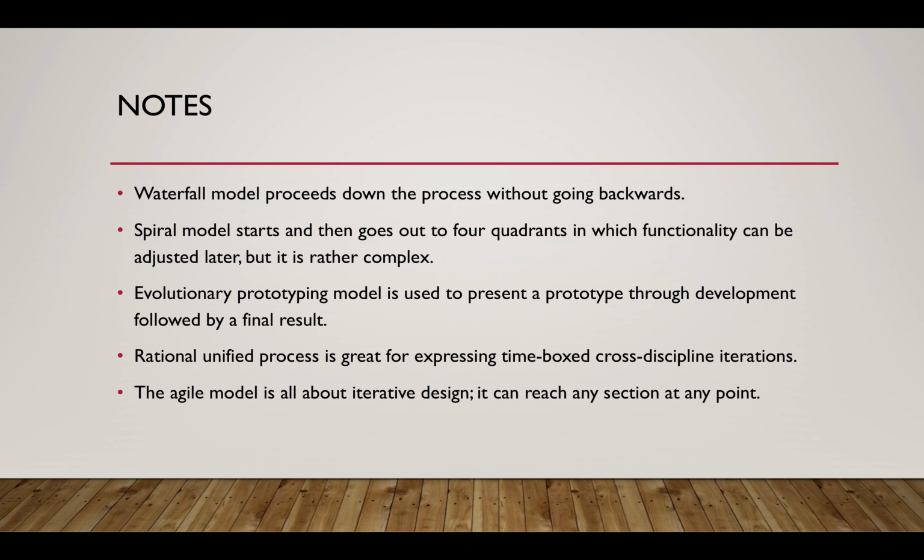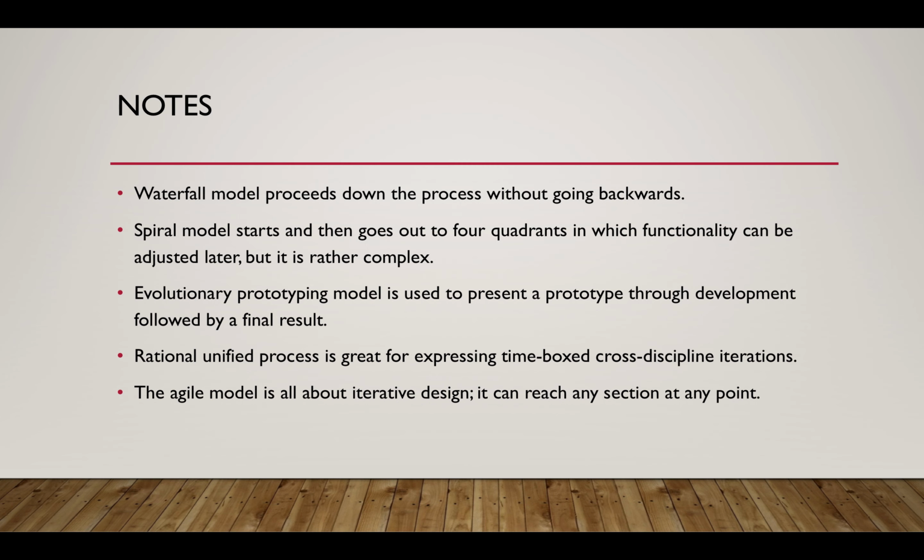The first model is the waterfall model. It proceeds down the process without going backwards, so going down the model without being able to go to the previous sections. The spiral model starts and then goes out to four quadrants where the functionality can be adjusted later, but it's a more complex model. The evolutionary prototyping model is used to present a prototype through development followed by a final result. The rational unified process is great for expressing time-boxed cross-discipline iterations, so iterating through it.